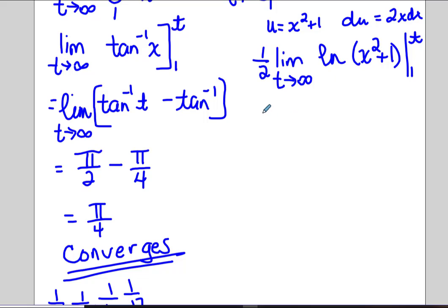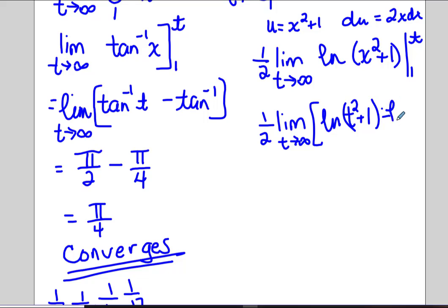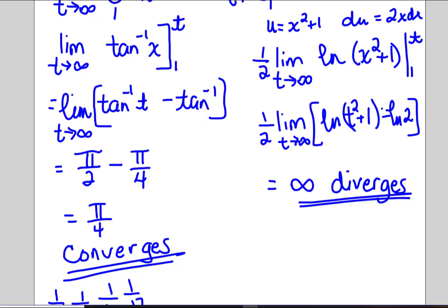So we have 1/2 times the limit as t approaches infinity, and we're evaluating the natural log of t squared plus 1 minus the natural log of 2. As t approaches infinity, this portion is going to approach infinity. So the entire antiderivative would approach infinity, and it is unbounded and divergent. So our summation diverges because our integral diverged.